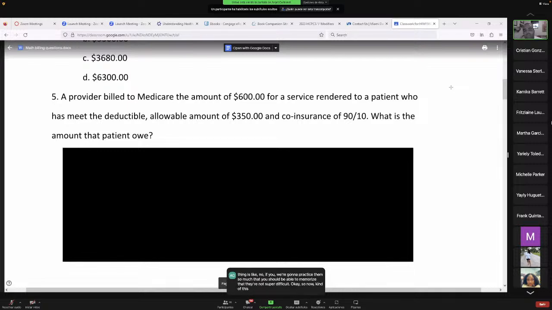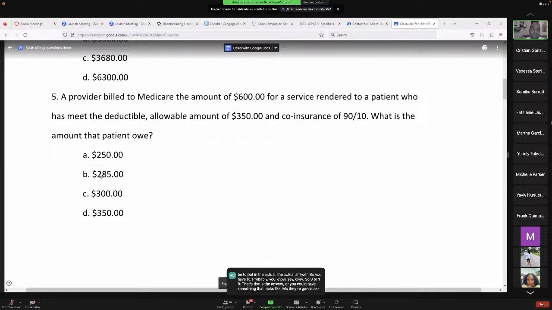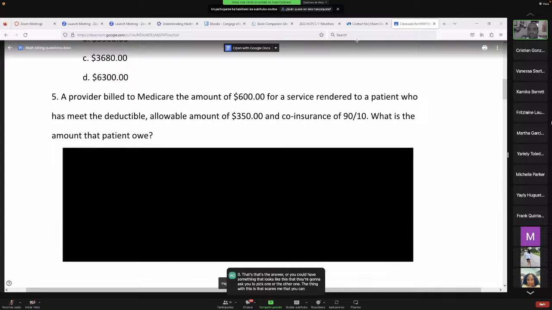So now, kind of the same example as before. We are going to have another one. And again, I'm blocking the possible answers so you don't get confused. And in the exam, sometimes it will be to put in the actual answer. So you have to probably say, okay, so 3210. That's the answer. Or you could have something like this, where they're gonna ask you to pick one or the other one. What scares me is that you can just pick one because you don't want to do it, and usually you get it wrong.